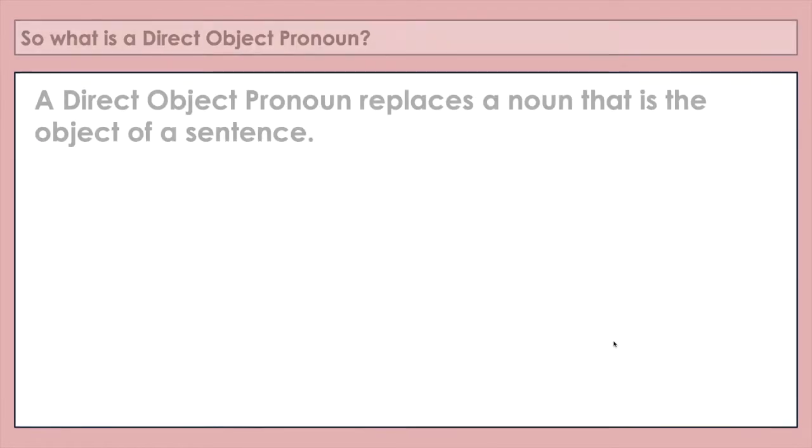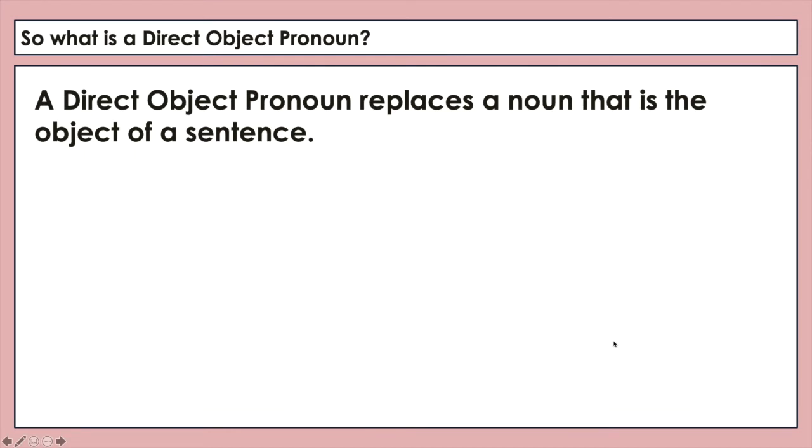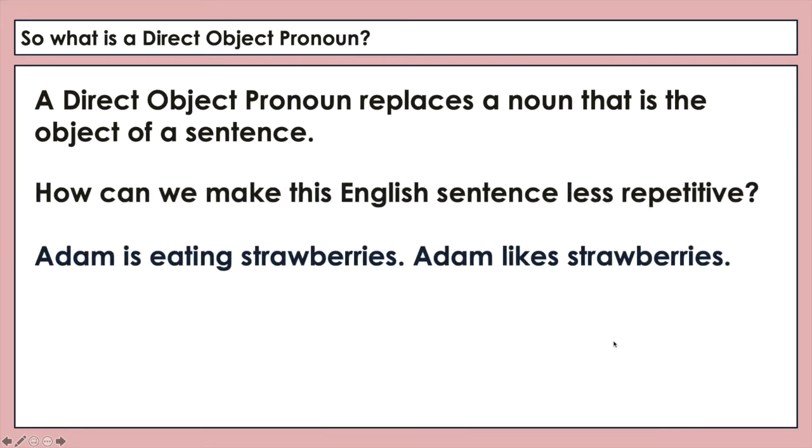But of course, the best protocol for me when I am learning something new in grammar is to think about what it is like in English. So what is a direct object pronoun? Well, a direct object pronoun replaces a noun that is the object of a sentence. What does that look like in an English equivalent?